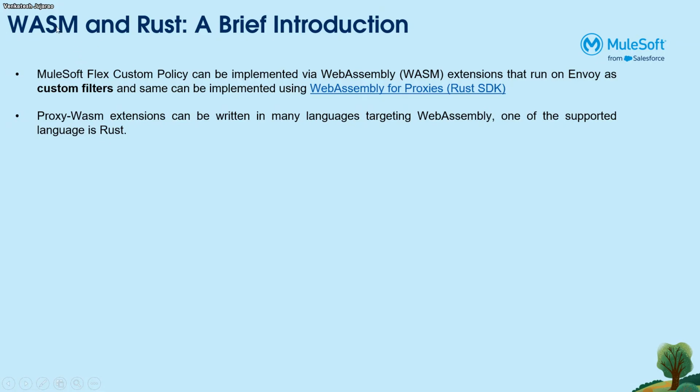So WebAssembly is just an extension that runs on Envoy as a custom filter. Like we have a jar, this is one type of WebAssembly extension, and it can be implemented by a Rust SDK. These SDKs are already available. When we share the deck with you, you can go through it and you will see this SDK as well. With the help of this SDK, we can use this custom filter for WebAssembly. To develop a WebAssembly extension, we can use multiple languages, and one of the supported languages is Rust. So Rust is the programming language in which we will be developing our policy.